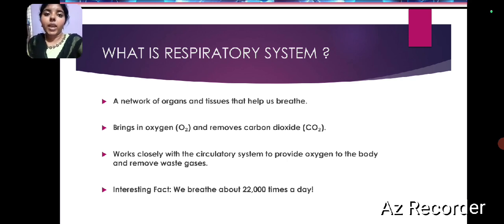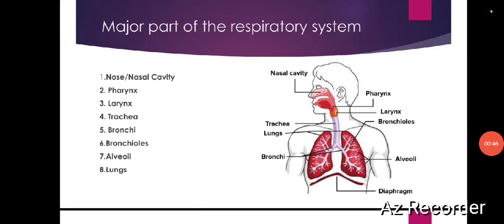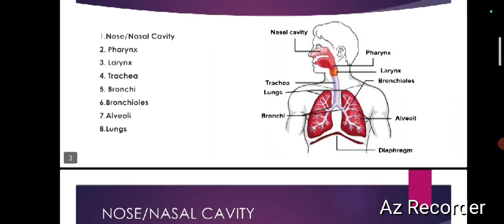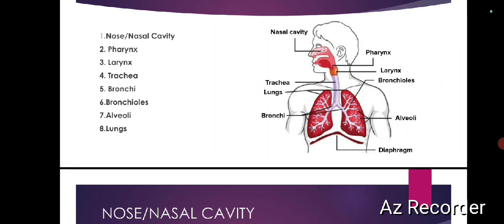An interesting fact related to the respiratory system: we breathe about 22,000 times a day. Major parts of the respiratory system: nose and nasal cavity, pharynx, larynx, trachea, bronchi, bronchioles, alveoli, and the last one, lungs. Here we can see a picture related to the human respiratory system.